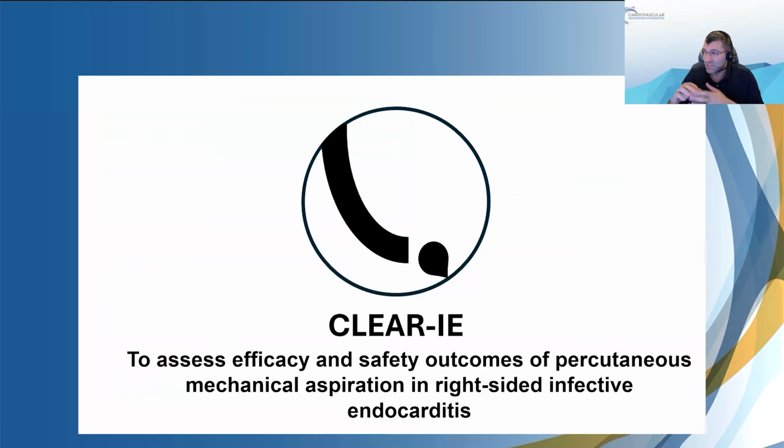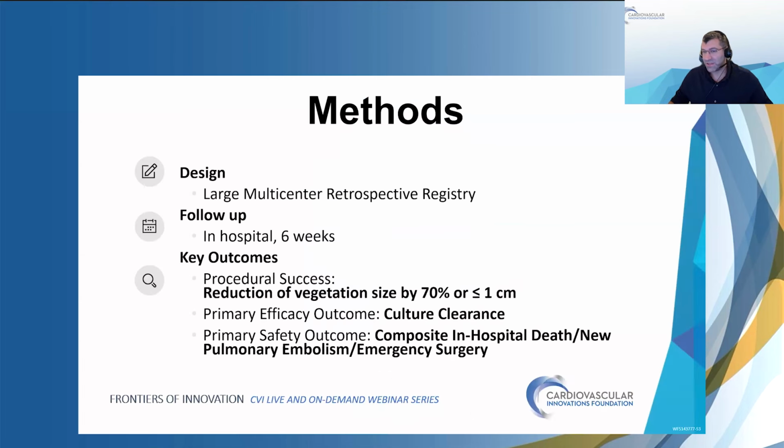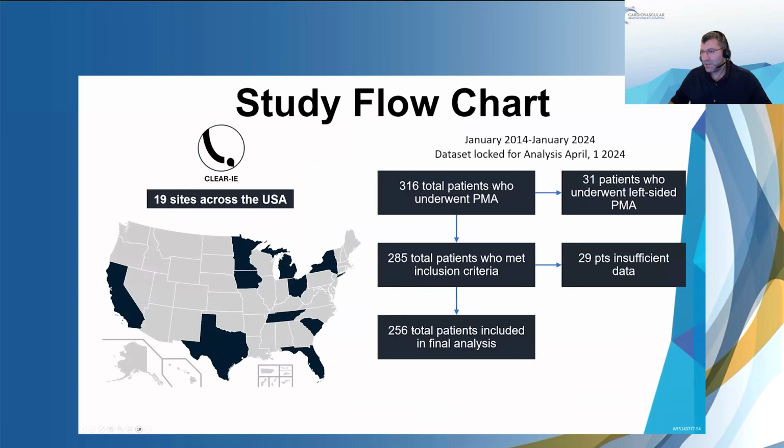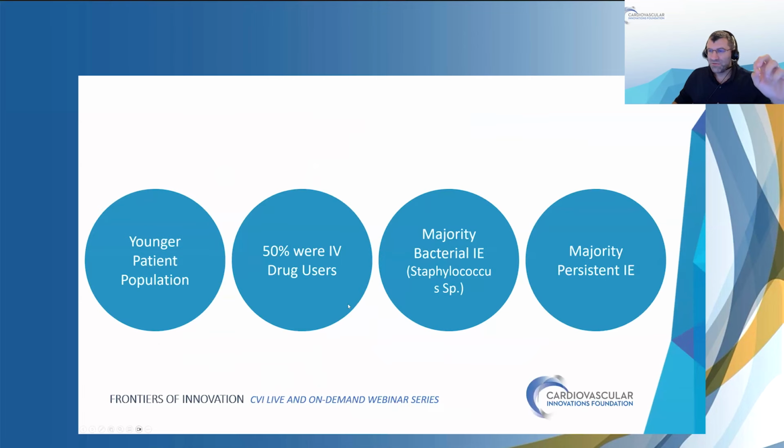So this registry was intended exactly for that, which is to assess the safety and efficacy of PMA in right-sided infective endocarditis. We excluded left-sided cases, and it was 19 centers from across the U.S., with 256 total patients included in the final analysis. So just a few words on the cohort. They were a younger patient population. Median age was about 43, driven by IV drug use, which constituted about 50% of the cohort. The majority were bacterial infective endocarditis, and to no surprise, staph was the most common bug.